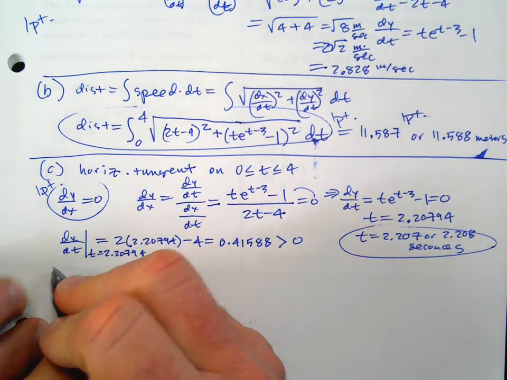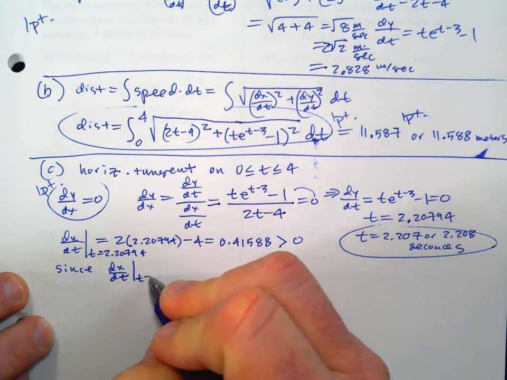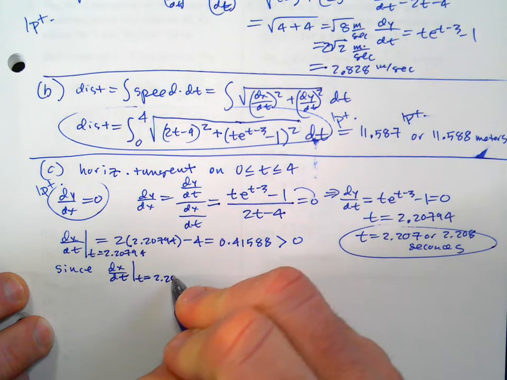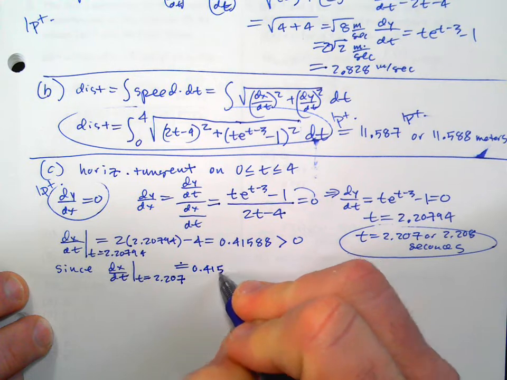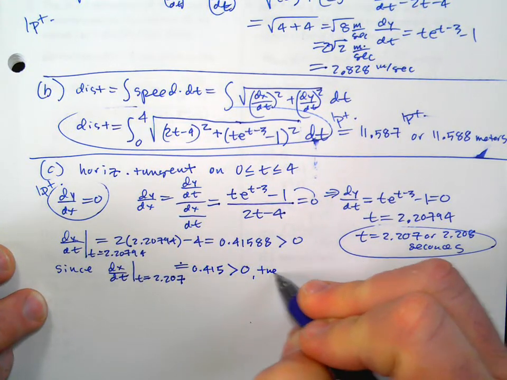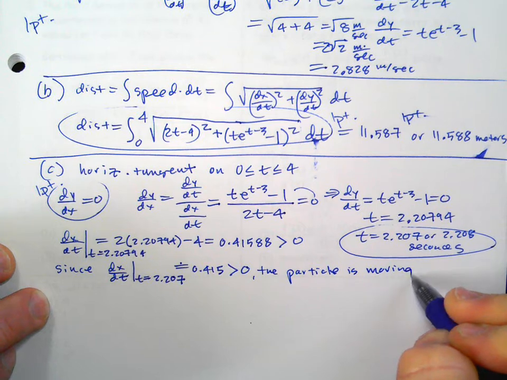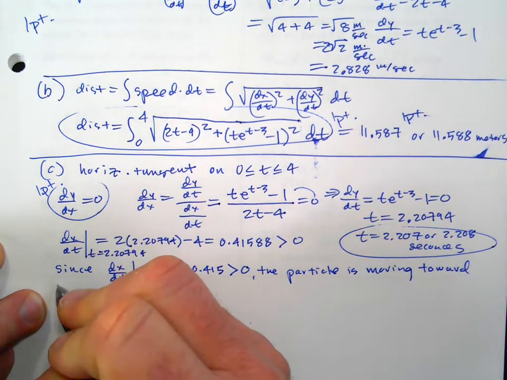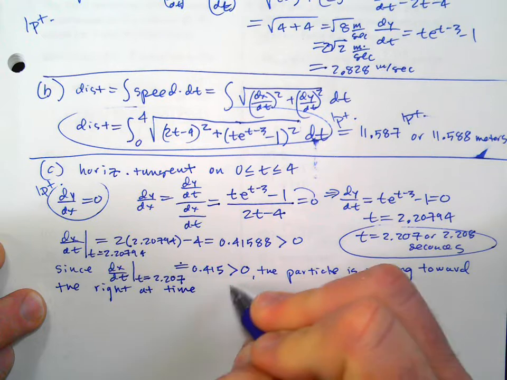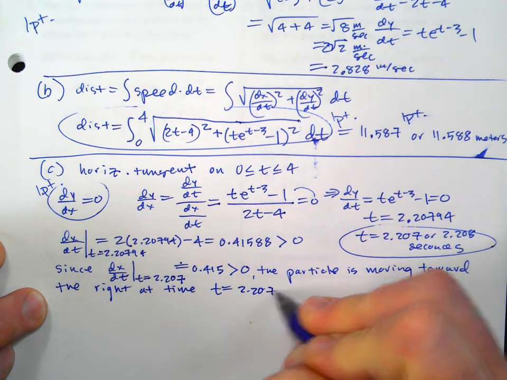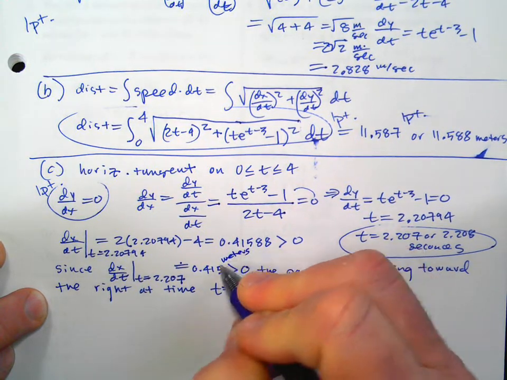So we're going to say since dx/dt at time 2.207 equals 0.415 is positive, the particle is moving toward the right at time t equals 2.207 seconds. So this would be meters per second, by the way, units for that, if we just wanted to be extra careful.